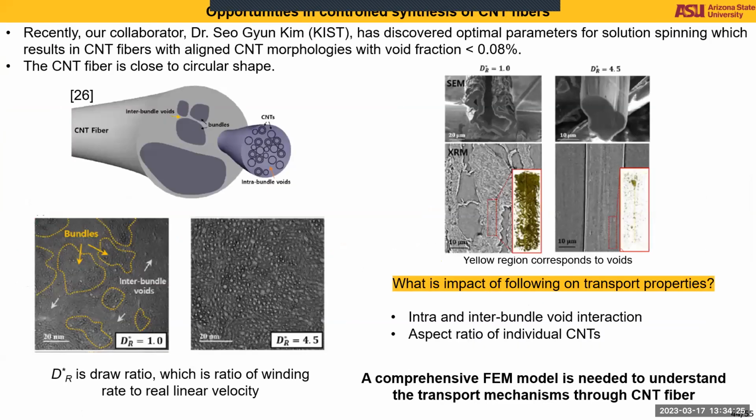So recently, Dr. Kim, a research group at KIST, optimized the solution spinning parameters, and they were able to obtain void fractions as low as 0.08%. They also optimized the draw ratio so that they were able to achieve straight and aligned CNT morphologies within the CNT fiber. And the resulting CNT fiber were almost circular in shape.